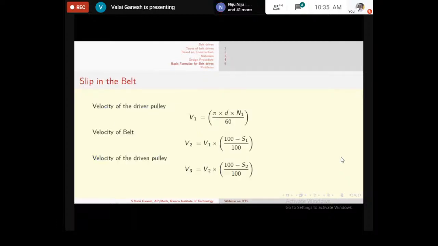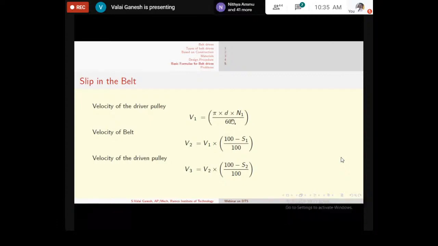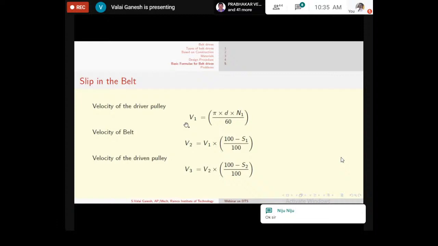And this is in terms of slip between belt and pulley. Normally the velocity of the driver pulley is calculated from the equation pi d n by 60. Driver is normally indicated by the letter 1, driven is normally indicated by the letter 2, or sometimes 3. So v1 equal to pi d n by 60.